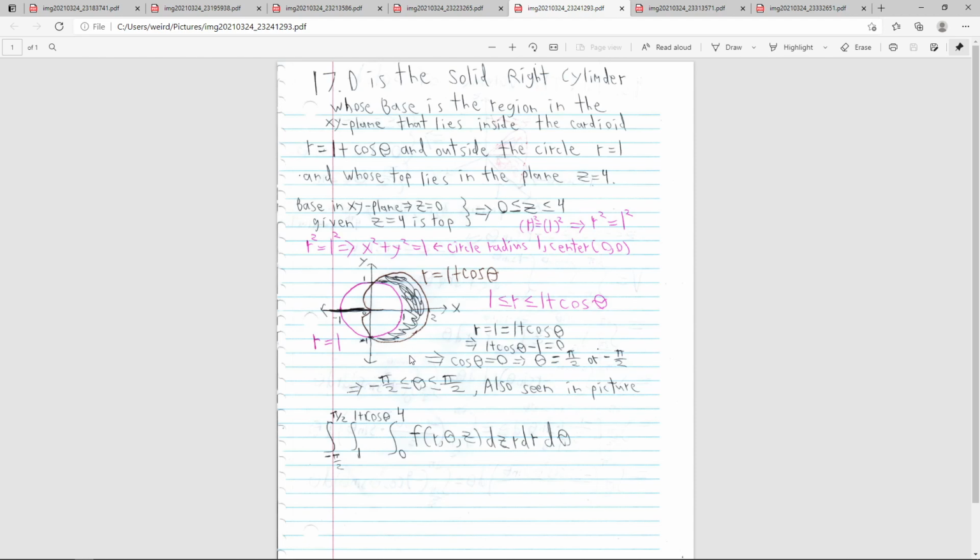And you can easily see this in the picture, since those are the points of intersection of the two graphs. So negative pi halves to pi halves, 1 to 1 plus cosine theta, and 0 to 4, this function, dz, dr, d theta.